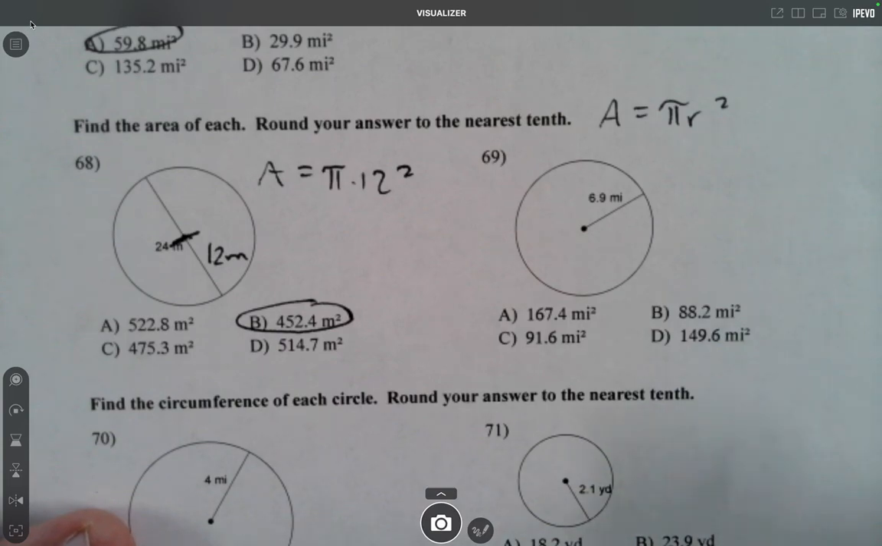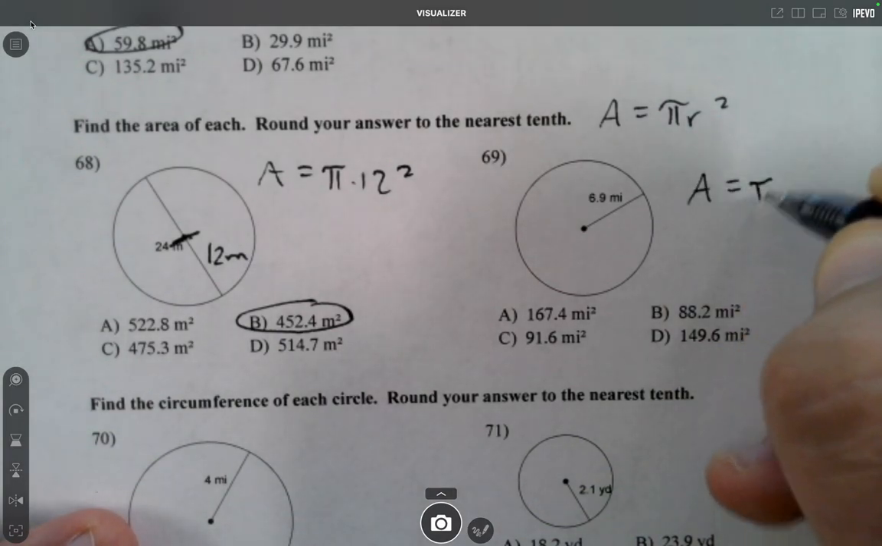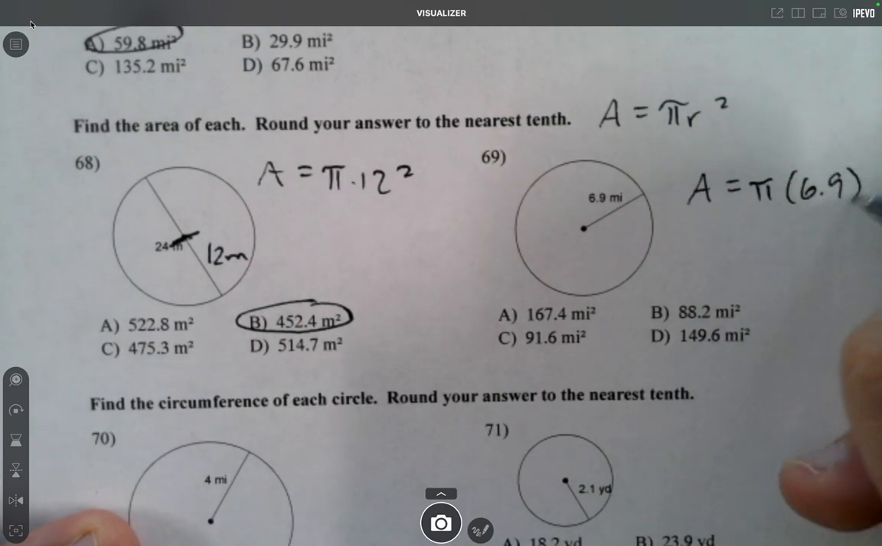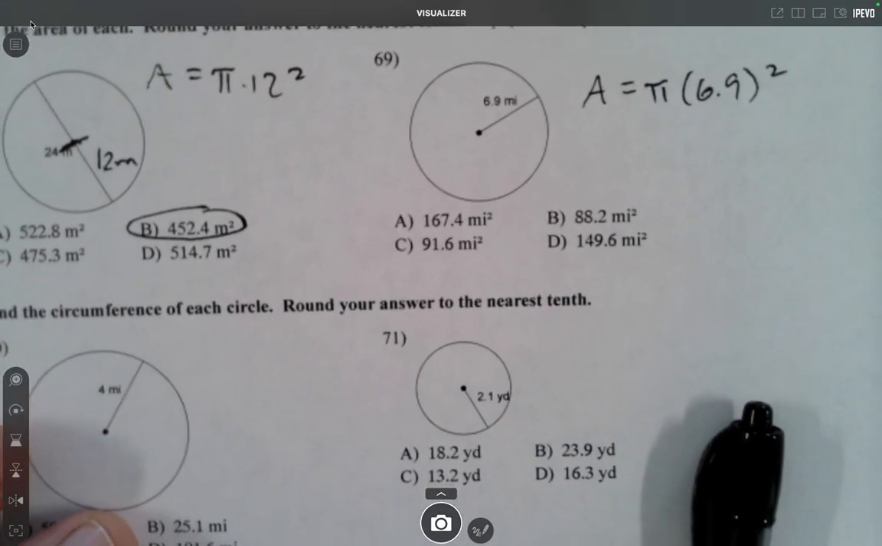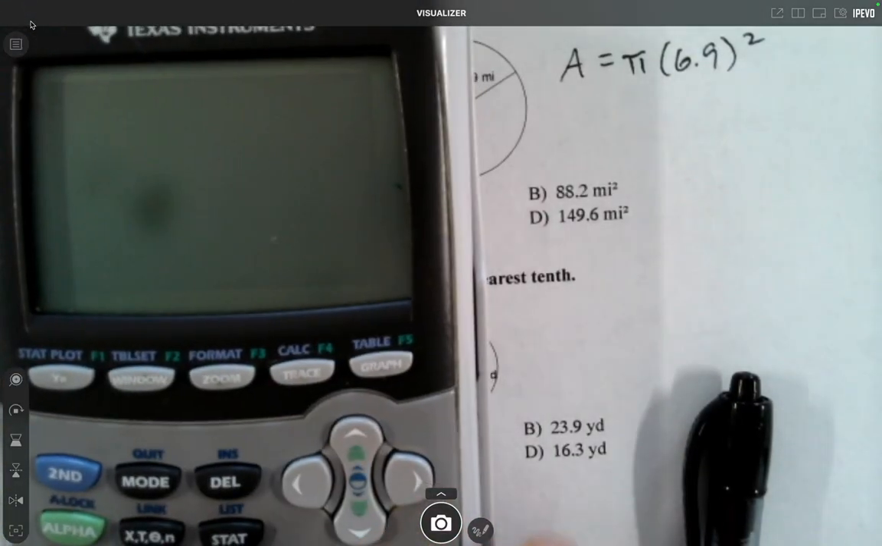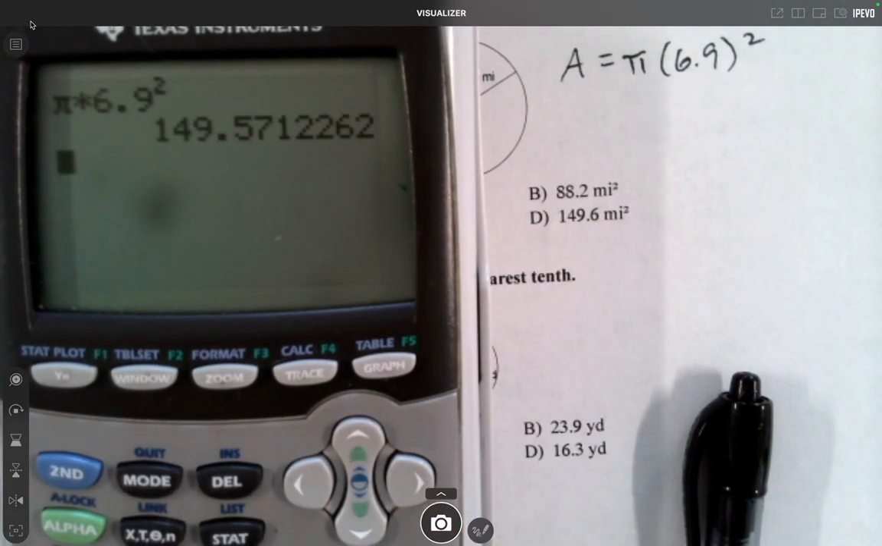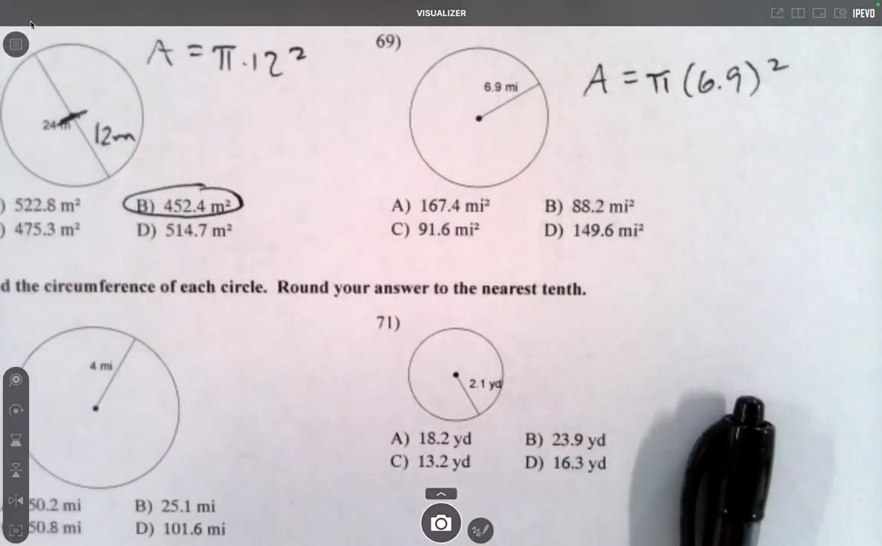On 69, they already gave us the radius, so we can just plug that in directly. No need to do any extra work. We just plug in pi times 6.9 squared. We get 149.6 square miles, which is answer D.